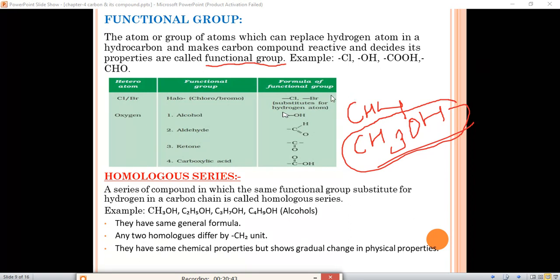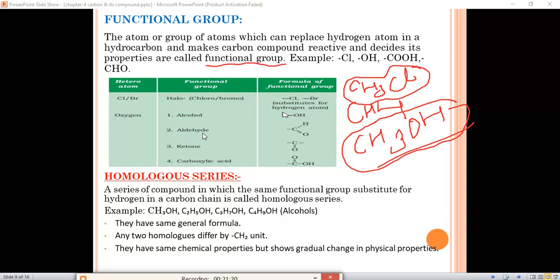Okay, now we'll have a look at this table. Heteroatom, it can be chlorine, bromine, iodine also, halogen atoms. The name of the functional group can be chloro and bromo. Formula of the functional group can be Cl and Br. For example, CH3Cl. If from methane one hydrogen we replace and put Cl, then it is methyl chloride, CH3Cl. Oxygen atom. If the heteroatom is oxygen, then it can be alcohol with a functional group of OH.